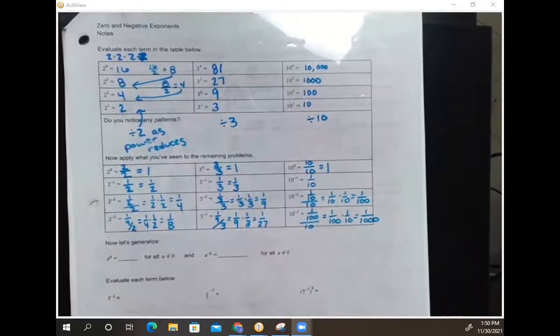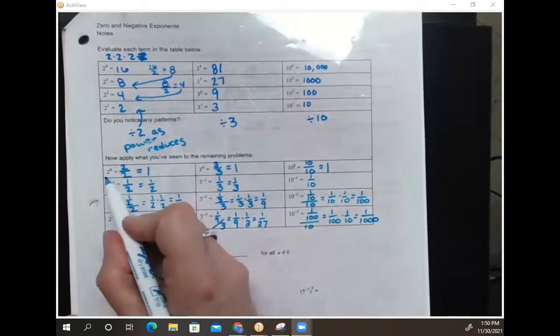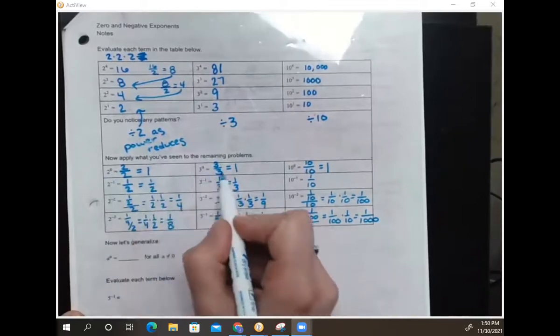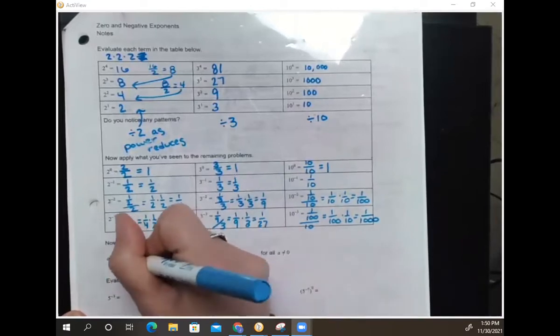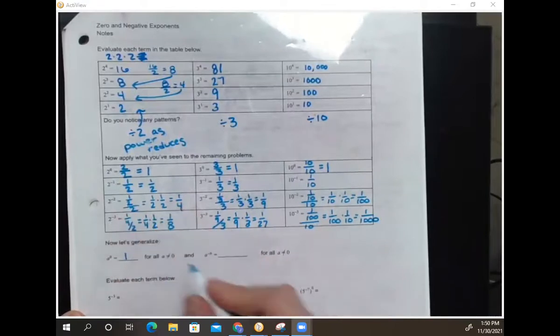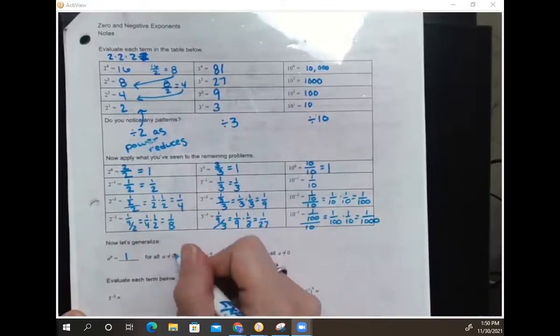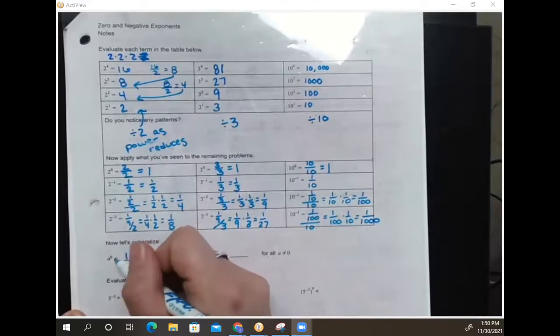Now I want you to notice some patterns here. 2 to the 0 power is 1, 3 to the 0 power is 1, 10 to the 0 power is 1. Any term to the 0 power is going to be 1 as long as our term isn't 0. Goofy things happen with 0, but any non-zero number to the 0 power is going to be 1. And this should make sense.